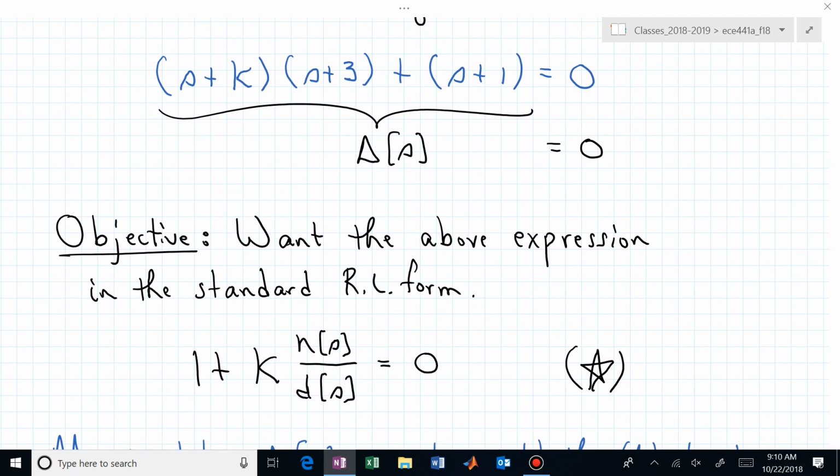Our objective is we want to convert that polynomial in S into a 1 plus k times a polynomial over another polynomial. That's the idea. It's just algebra. That's all we're going to be doing to manipulate delta of S into star.